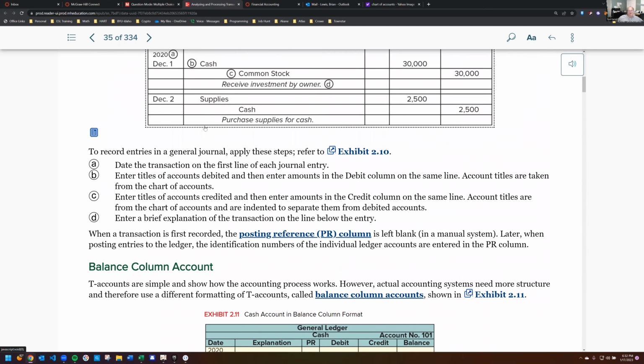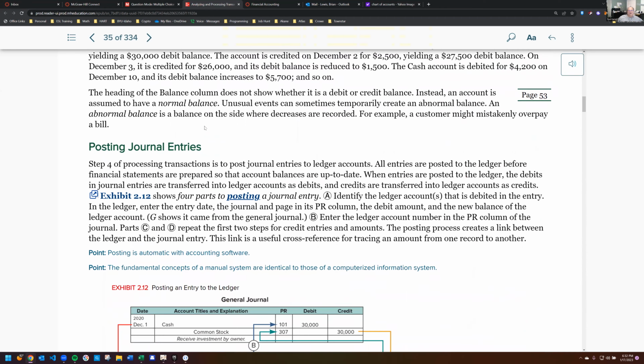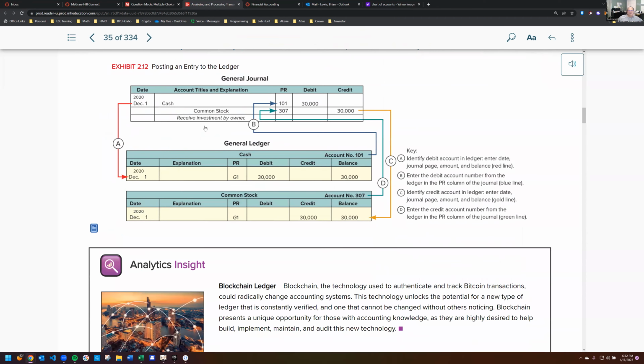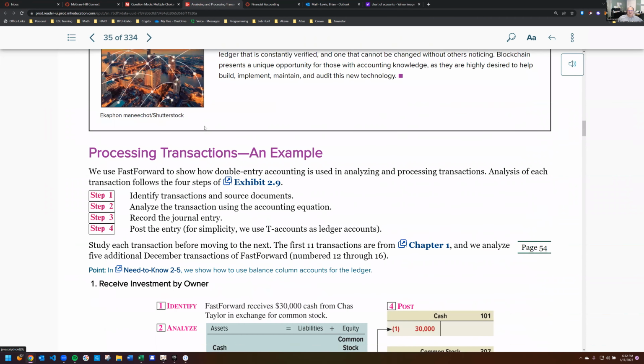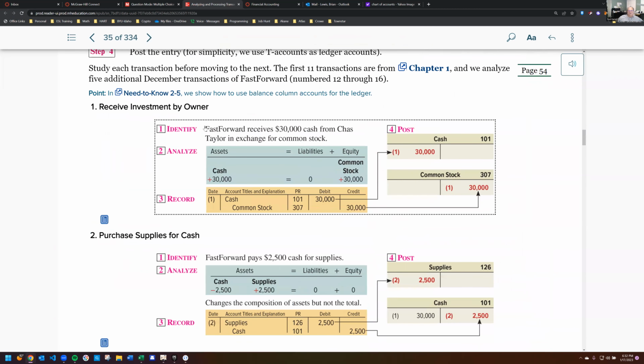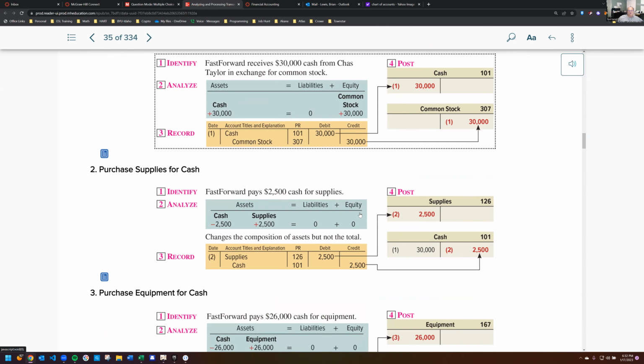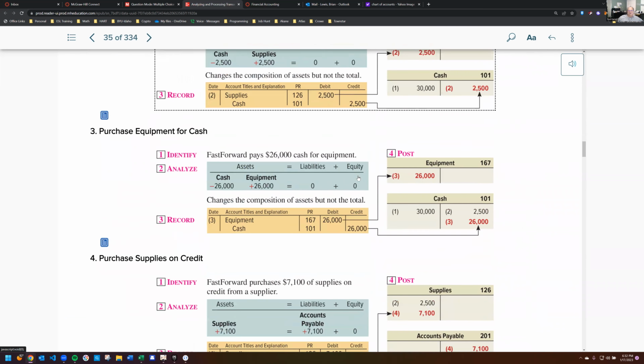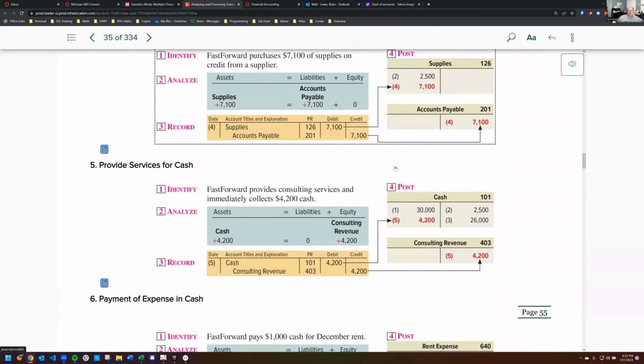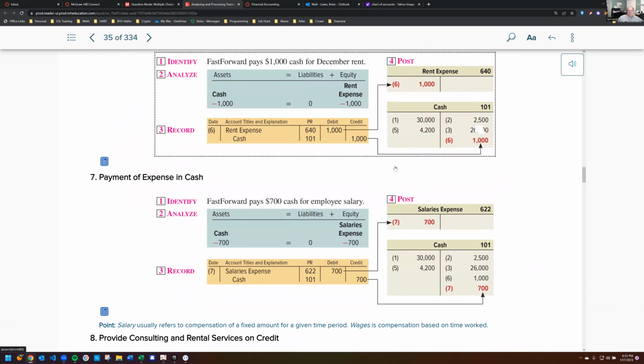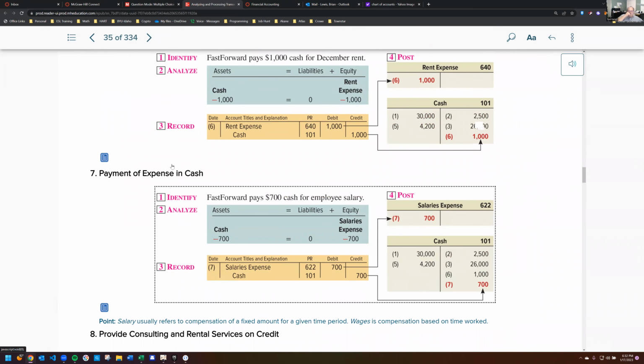Journalizing transactions, balancing the account, posting journal entries, and processing transactions. This is your journal entry right here, where it gets posted in your T accounts, really in your ledger, which is a reflection of how you keep tally and records. These are all great scenarios of how things get recorded and where they show up on the accounts.